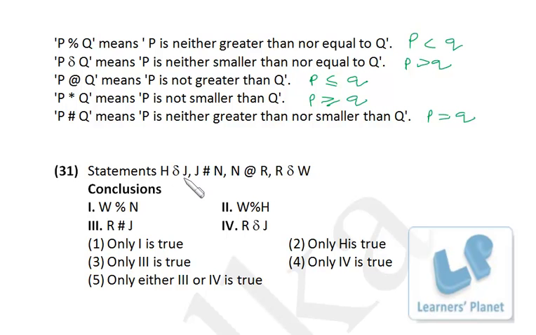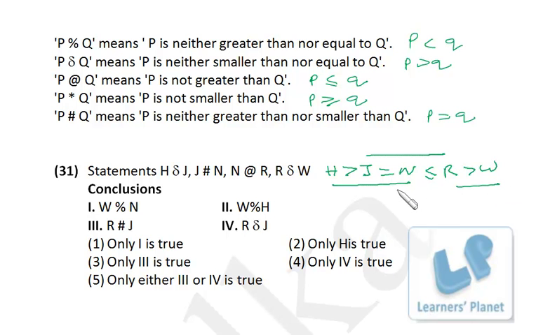Okay, H delta J, that means H is greater than J. J number sign hash N, so J is equal to N. N at the rate R, that means N is less than or equal to R. And R delta W, that means R is greater than W. Again, no order, greater than sign, less than sign, and again greater than sign. So we can find out different sequences over here. One sequence is this, second sequence is this, and the third sequence is this, right?